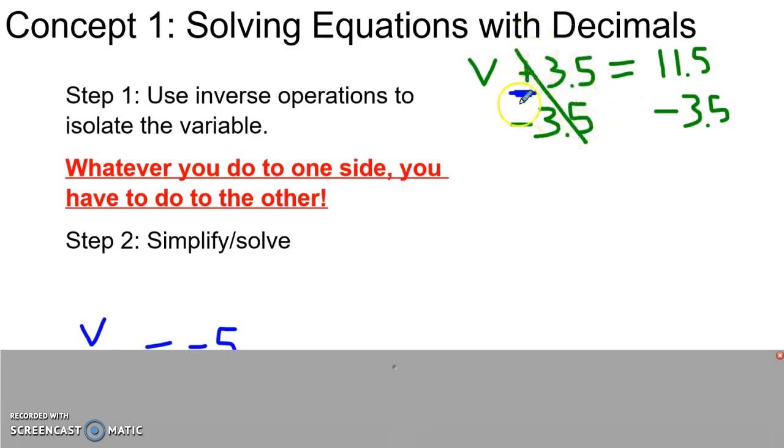That's the main point of what we're doing. We're trying to get this to move over and get it to disappear from the side that has our variable on it. So we have v equals 11.5 minus 3.5, and that should be 8. And that is our answer. This is our step where we simplify. We have 11.5 minus 3.5. We simplify it to 8, and that is our solved equation.